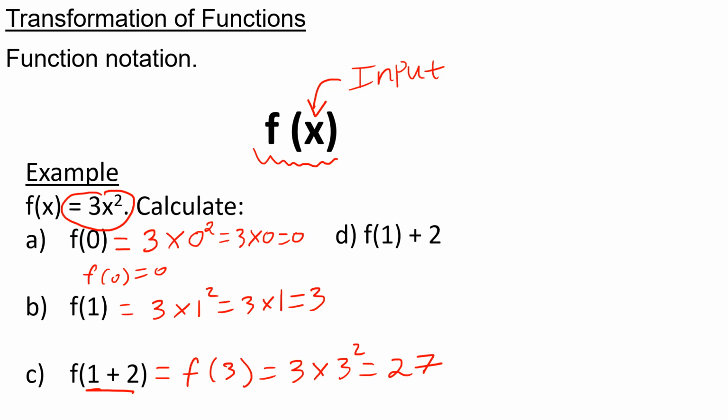However, D looks similar, but because we have f of 1 and then separately plus 2, we need to first work out f of 1, which is 3 times 1 squared, and then add 2 on the end, which will give you 3 plus 2, which is 5. So just notice, when I have f of 1, I get 3, but then if I have f of 1 with a 2 added on the end, I get 5. So we can see it's basically just added 2 on as we would expect.